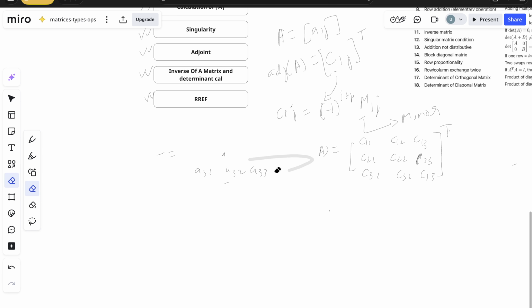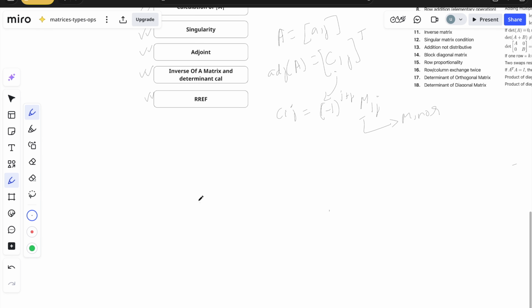Now that we have the formal definition, we can just try and solve an example based on it. So let us say that we have a matrix A is equal to 1, 2, 3, and then 0, 4, 5, and 1, 0, 6. Right? So what will be the adjoint of it?